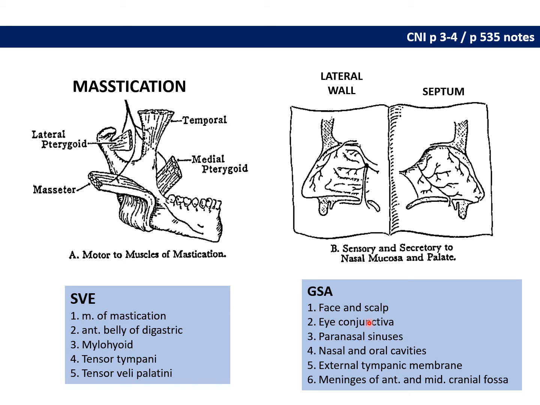The conjunctiva of the eye, paranasal sinuses, tympanic membrane. And so remember that was a significant portion of the tympanic membrane, but also the external acoustic meatus that were innervated by the trigeminal nerve and the auriculotemporal nerve, which we talked about. All right, so then also the meninges of the anterior and middle cranial fossa, sensory innervation to them is provided by the trigeminal nerve.